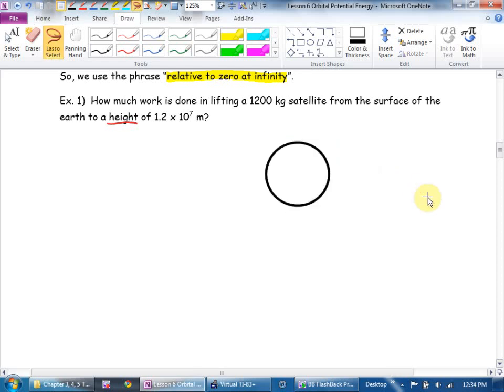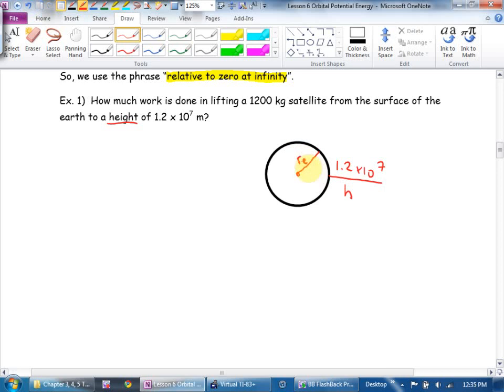They've told us the height, H, is 1.2 times 10 to the 7th. But remember, in our equations, we don't use H, we use R for radius, and that's going to be the distance from the center of the Earth. So what am I going to have to do to this number? I'm going to have to add the radius of the Earth, RE.